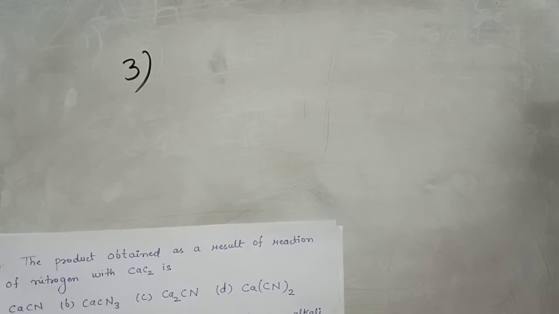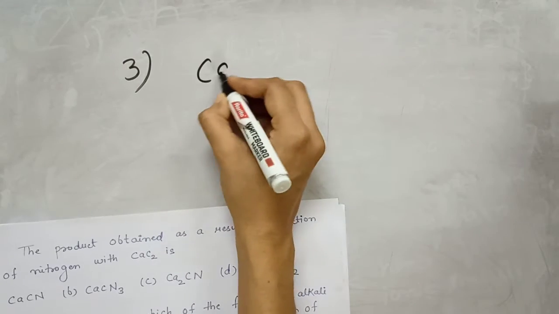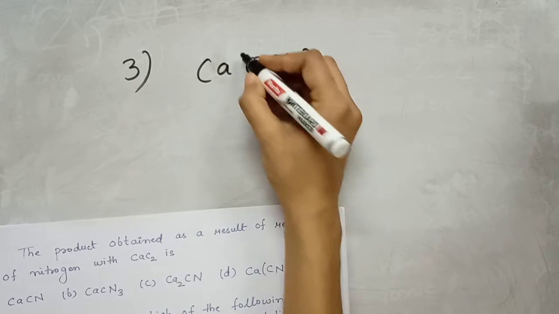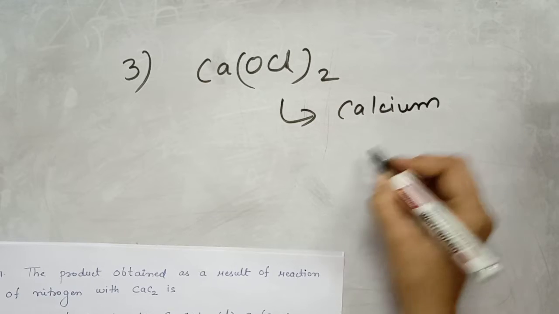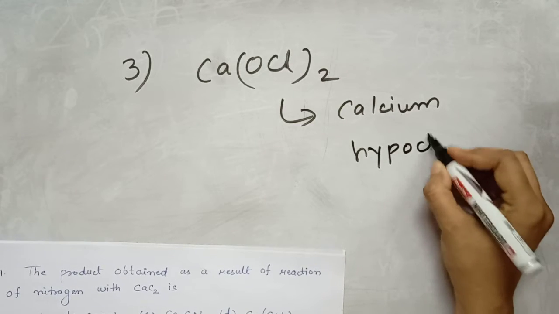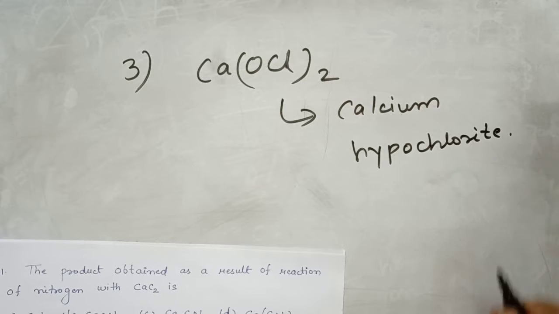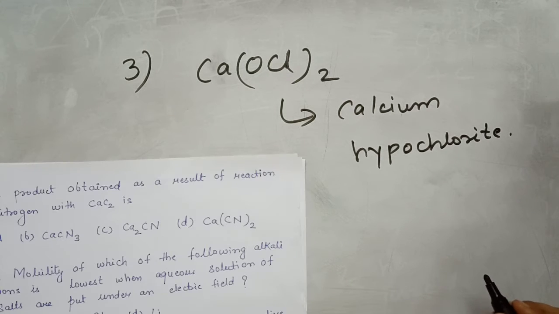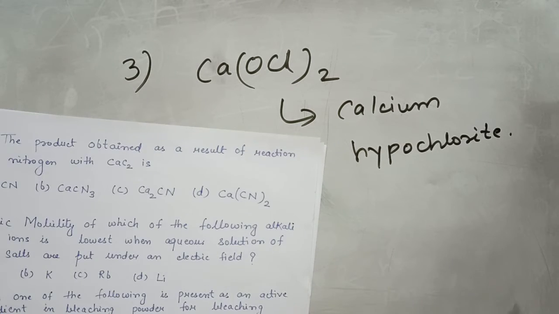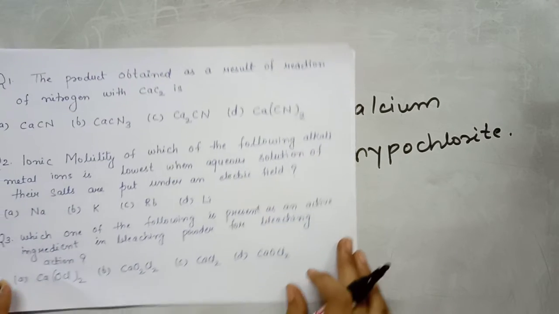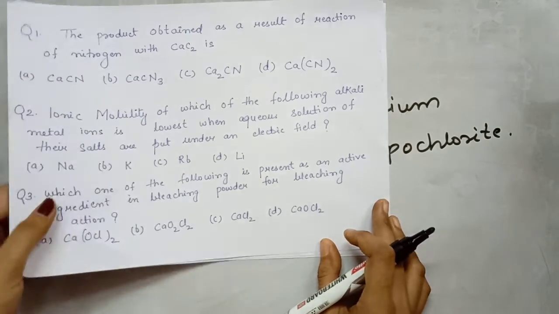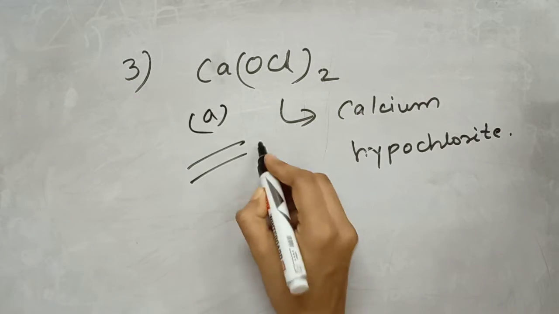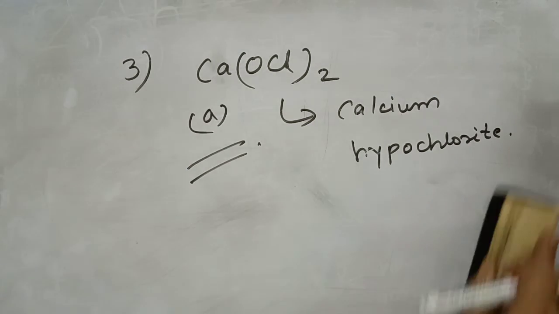The one which is present is Ca(OCl) whole twice, which is called calcium hypochlorite. And this is the active ingredient. That means D is the, no, not D, sorry, there's a mistake. A will be the correct option, because it's Ca(OCl) whole twice. Okay, A. Now, next question.